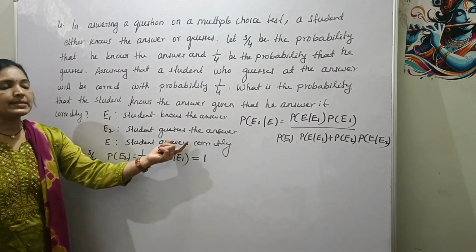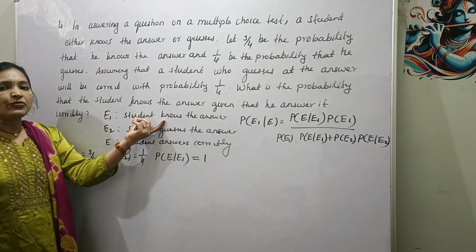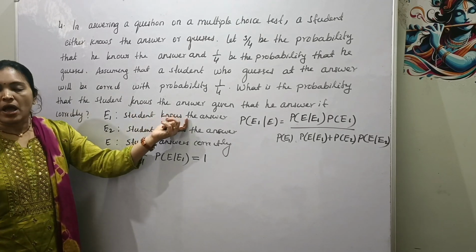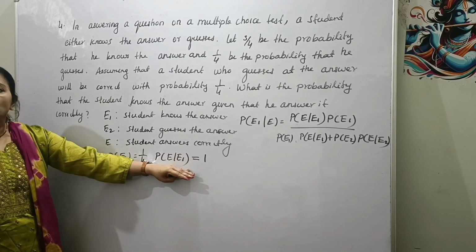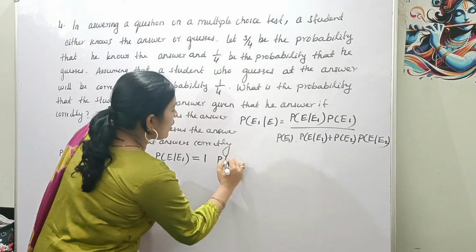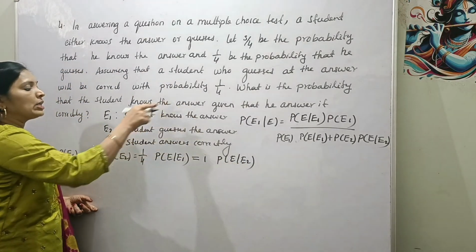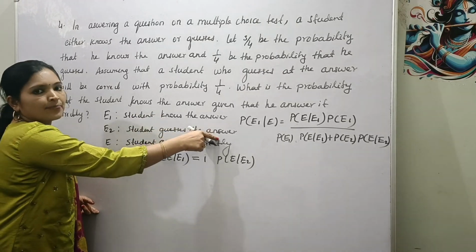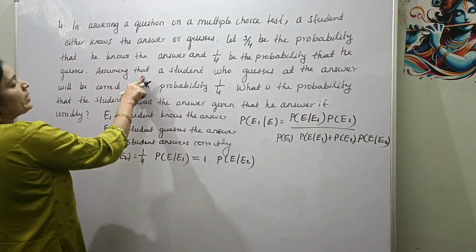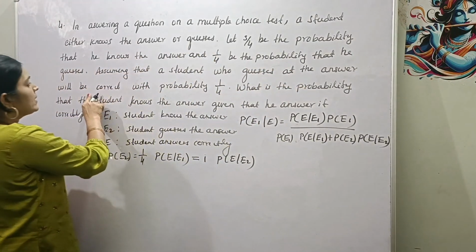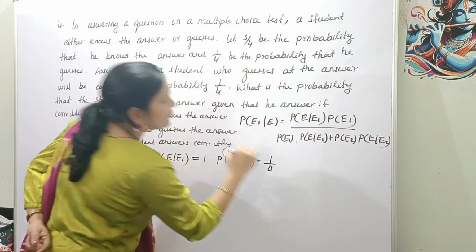We select the students who answer correctly from the event E1, that is, students who know the answer. We know that if the student knows the answer, all the answers are correct, so the probability is 1. And what is the probability of E given E2? That is, the student answers correctly given that the student guesses the answer. It is given here: assuming that a student who guesses at the answer is correct with probability 1 by 4. So its probability is 1 by 4.